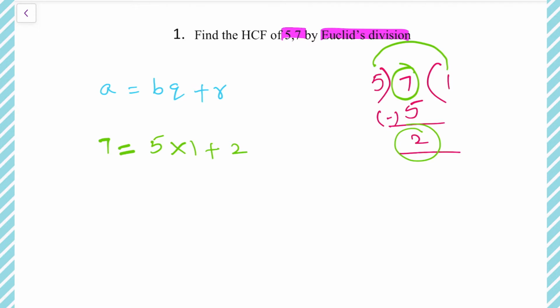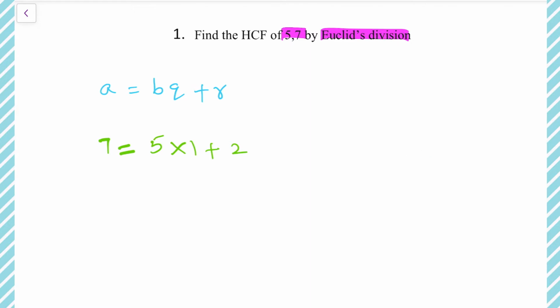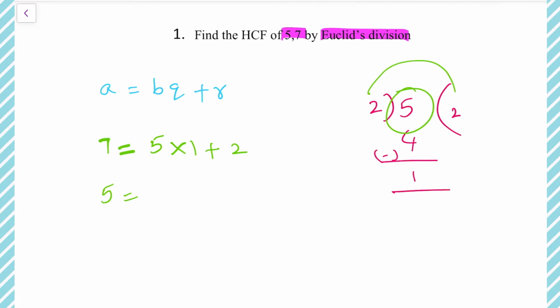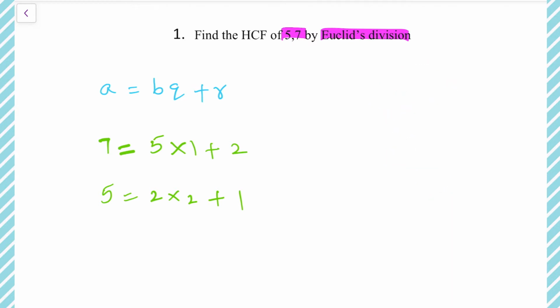So now the second step is, take these two numbers and do division again. 2, 5. 2 2s are 4. 5 minus 4, 1. Again this also we need to write in the form of a equals bq plus r. That is dividend equals divisor into quotient plus remainder. Again here also we didn't get the remainder 0. So we need to continue it further again.